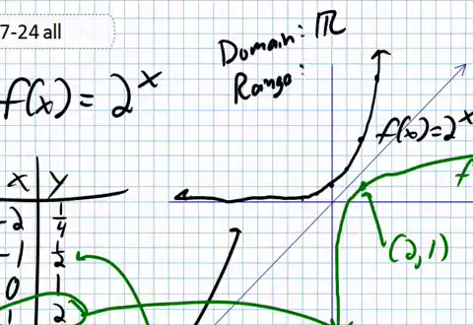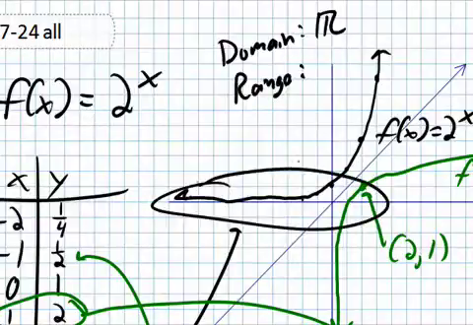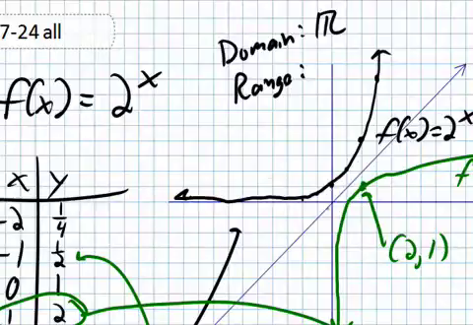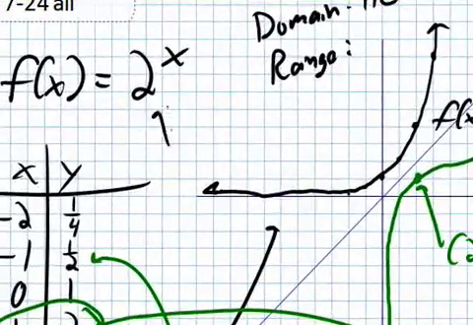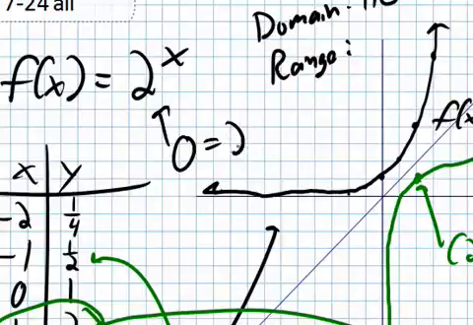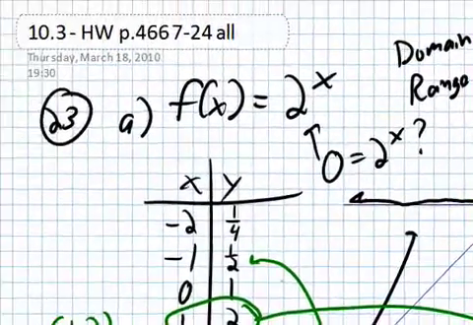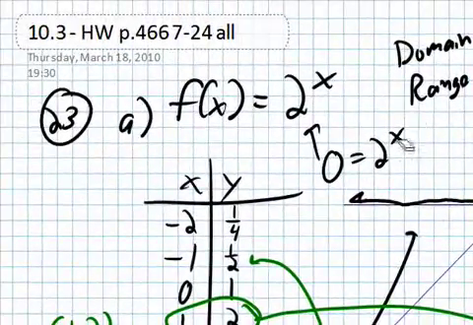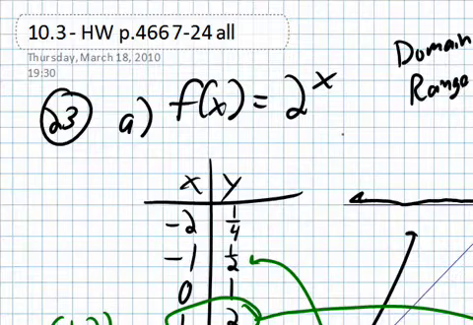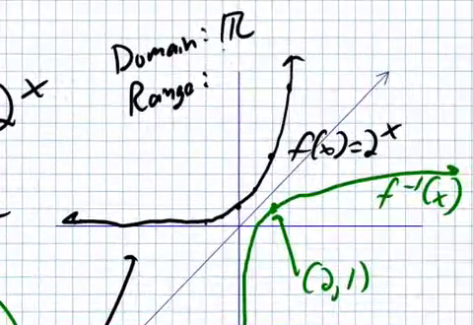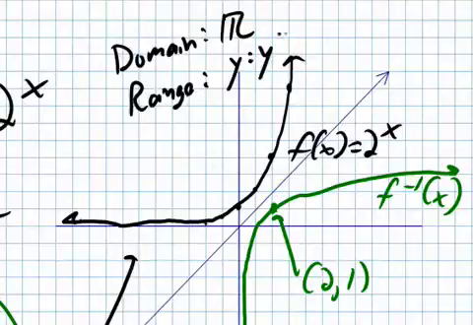The range, though, this never goes below the x-axis. How do you know? Well, take this function and see, is there any value that you could plug in that would make it equal 0? Is there anything you could raise 2 to in order to get 0? No. You cannot raise 2 to an exponent and come out with 0. Nor are you going to be able to raise 2 to an exponent and get anything negative. The range is all y such that y is greater than 0. All positive numbers.